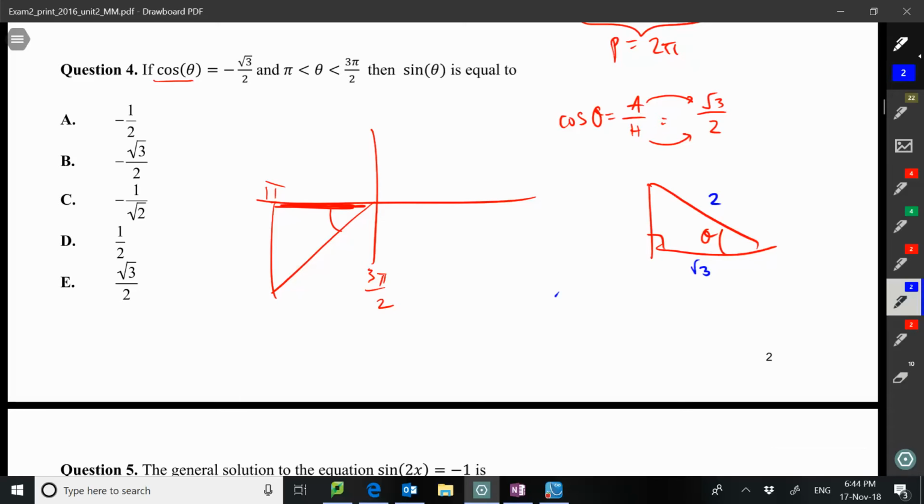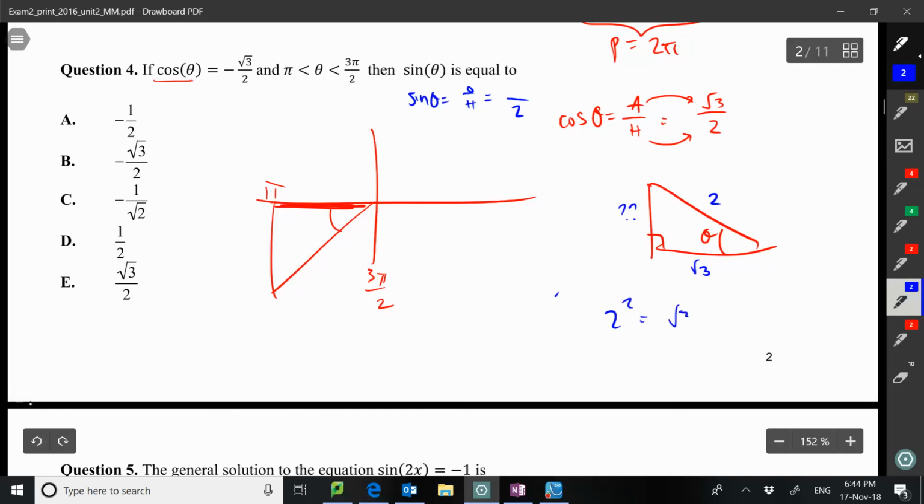So if you want to find sine of theta, you can find out the opposite, and sine of theta is equal to opposite over hypotenuse. You already know the hypotenuse is 2, you just need to know what O is. So using Pythagoras' theorem, 2 squared equals root 3 squared plus, let's call it x squared. Root 3 squared becomes 3, this is 4, plus x squared, minus 3 on both sides, that's 1. So therefore, x equals 1. It can't be negative 1, actually, it can be negative 1, but anyway, this is 1. So that means sine of theta is equal to 1 over 2.